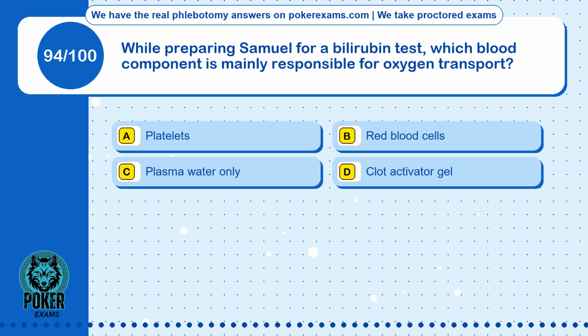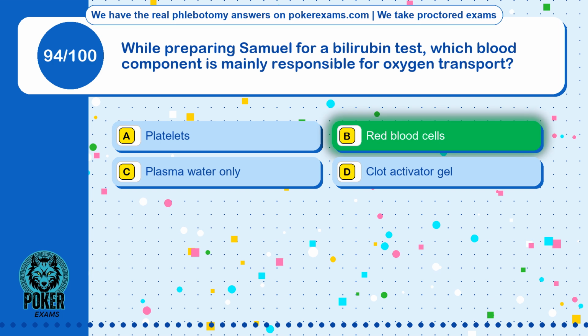Question 94. While preparing Samuel for a bilirubin test, which blood component is mainly responsible for oxygen transport? Option A, platelets. Option B, red blood cells. Option C, plasma water only. Option D, clot activator gel.